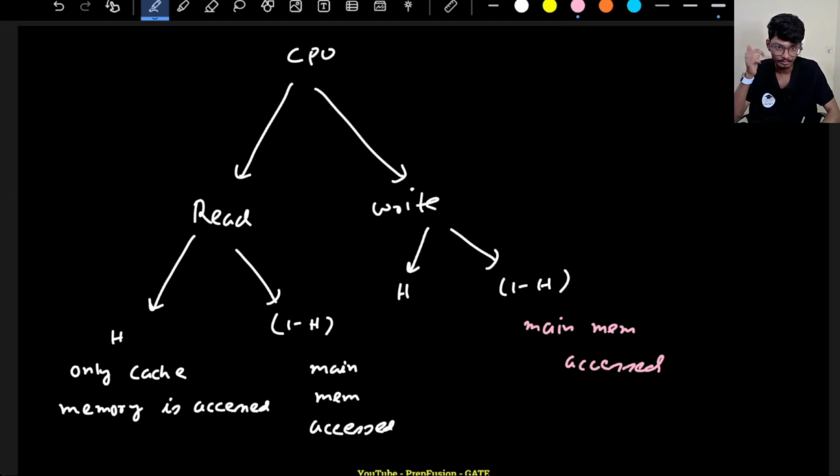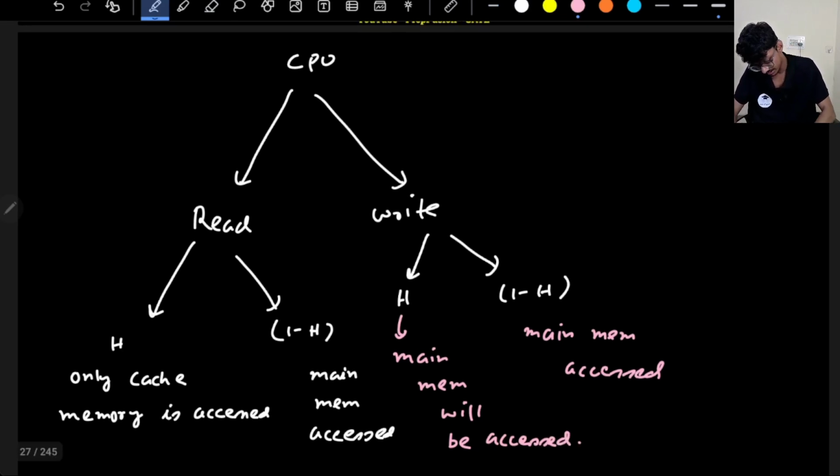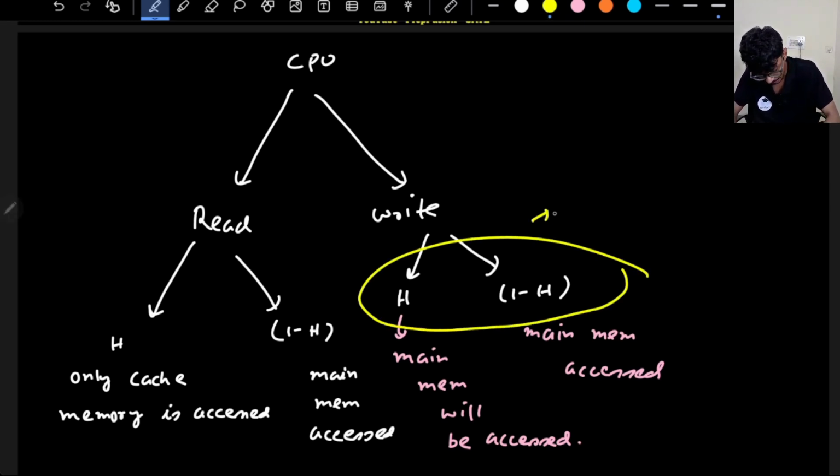If it is present in the cache, I will update the value in the cache memory, but I have told you we are using write through policy. In write through policy, whenever I update the value of cache, I have to go to the main memory as well to update. So in the hit as well, main memory will be accessed. So basically, it does not matter if it's a write operation.